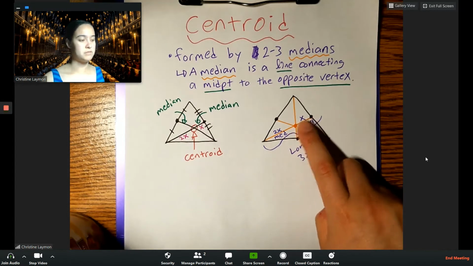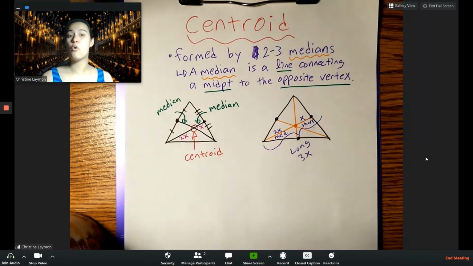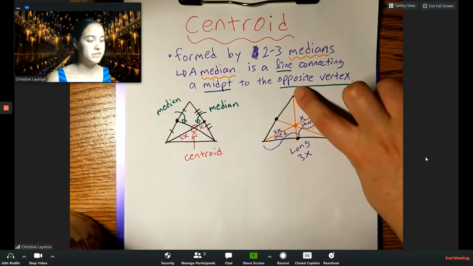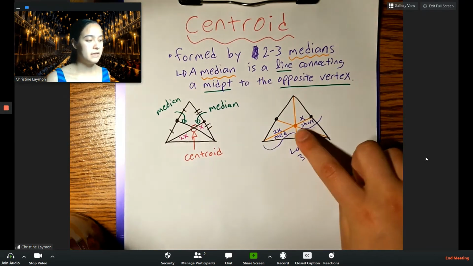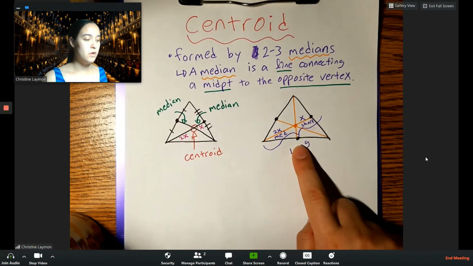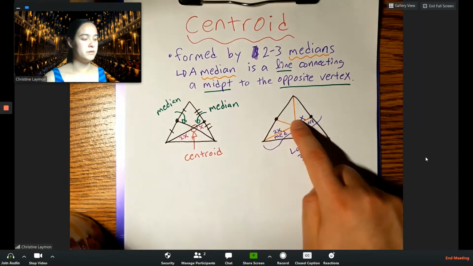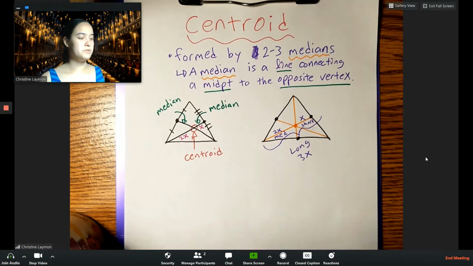The short piece will always connect the centroid to the side. So centroid to side, centroid to side, centroid to side. Those will always be the short. The medium will always be centroid to vertex. So here to vertex, here to vertex, here to vertex. Those will all be mediums. Long is all the way across, from midpoint all the way to vertex. Midpoint to vertex, midpoint to vertex. So we can use these algebraic properties in order to find missing values in our triangle.